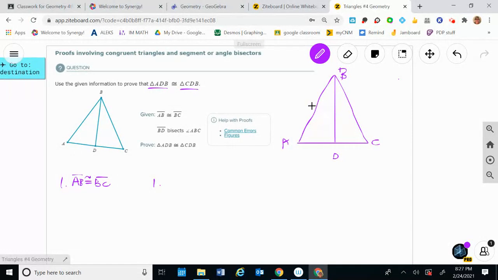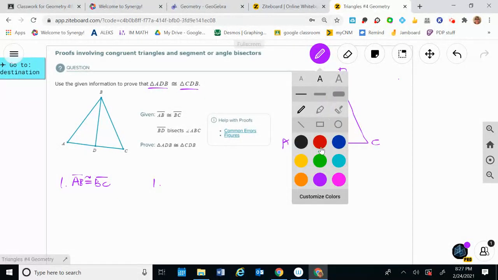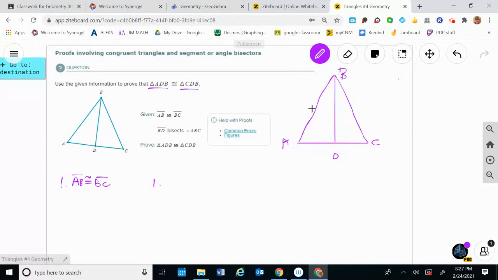They're giving that to you. So just mark it. I'm actually going to mark it in purple because they gave it to us. Okay, done. I marked it. Then it says BD, that's a segment. Segment BD bisects angle ABC. BD bisects the angle, you guys. This is the mouth. It's cutting it in two.